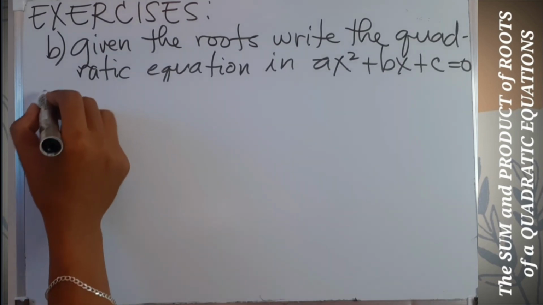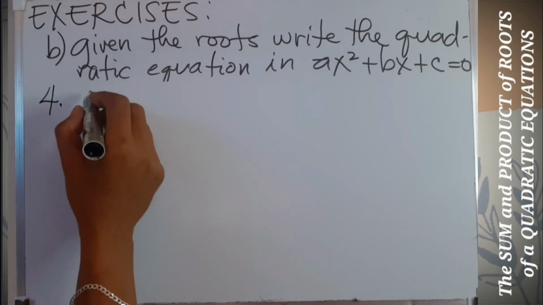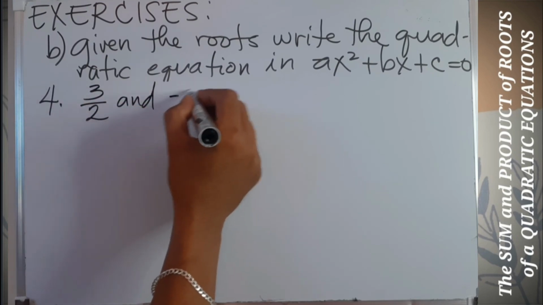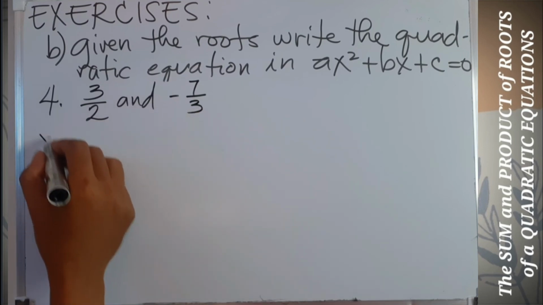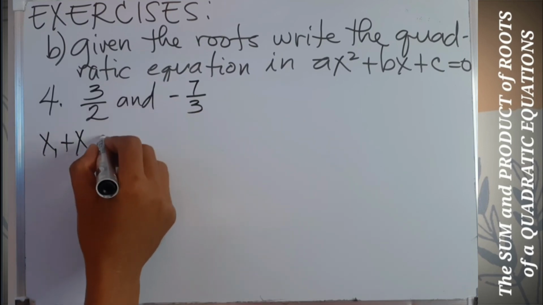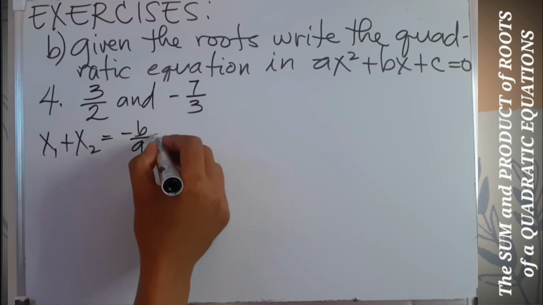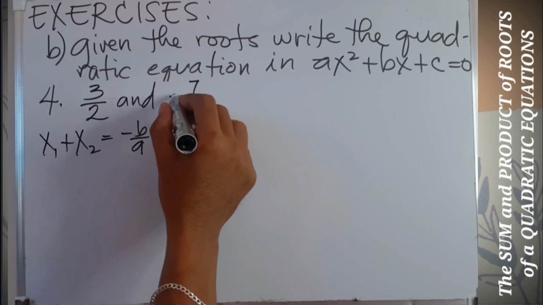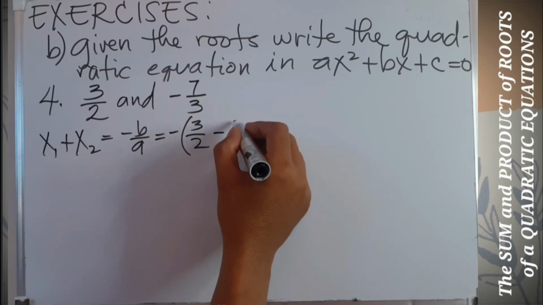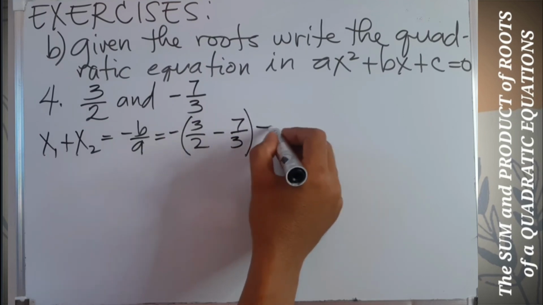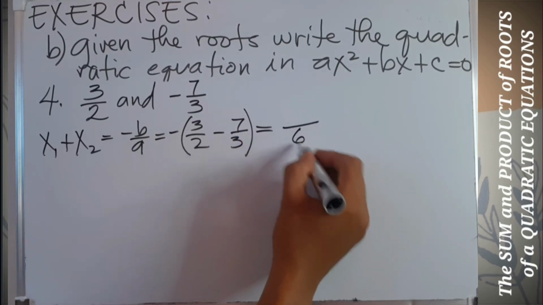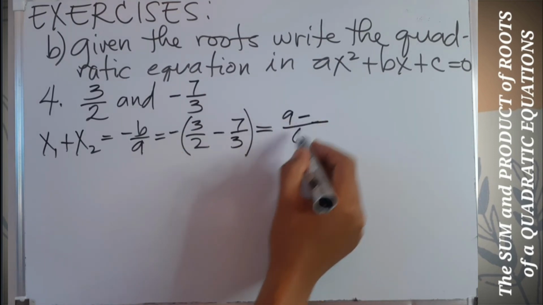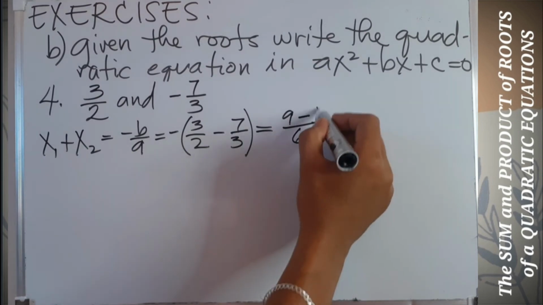Number 4, find the quadratic equation in standard form whose roots are 3/2 and negative 7/3. Go on to the sum of the roots equals negative b over a equals negative 3/2. Instead of plus, it is minus because of negative 7/3. Getting the LCD of 2 and 3 is 6. 6 divided by 2 is 3. 3 times 3 is 9. Minus 6 divided by 3 is 2. 2 times 7 is 14.